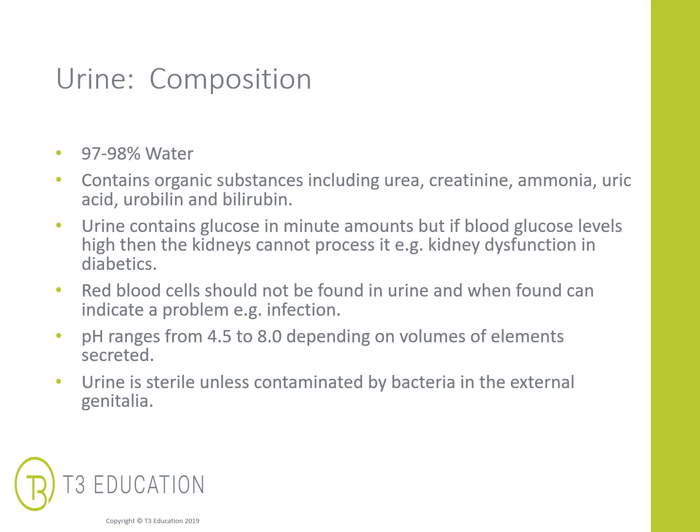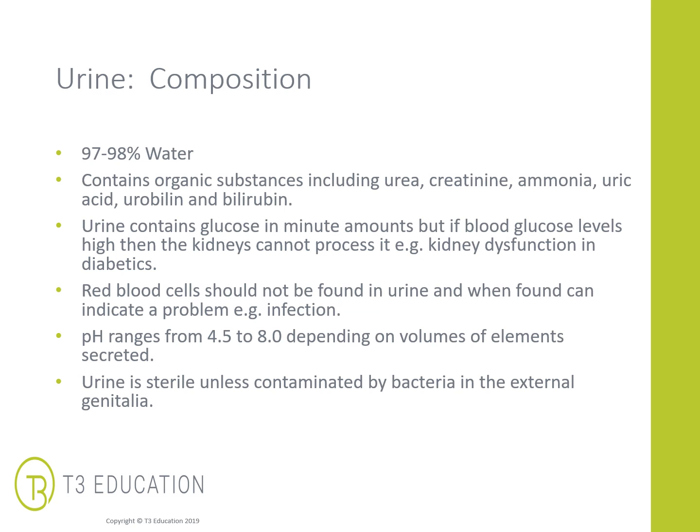Let's take a look at what the urine's actually composed of. 97 to 98% water, which is an obvious one, but it also contains organic substances, and those include urea, creatinine, ammonia, uric acid, urobilin, and bilirubin. Urine contains glucose in minute amounts, but if blood glucose levels are high, then the kidneys cannot process it. So, for example, when we start seeing kidney dysfunction in diabetics. Again, red blood cells should not be found in urine, and when they are found, they're generally indicative of a problem. So, for example, an infection.